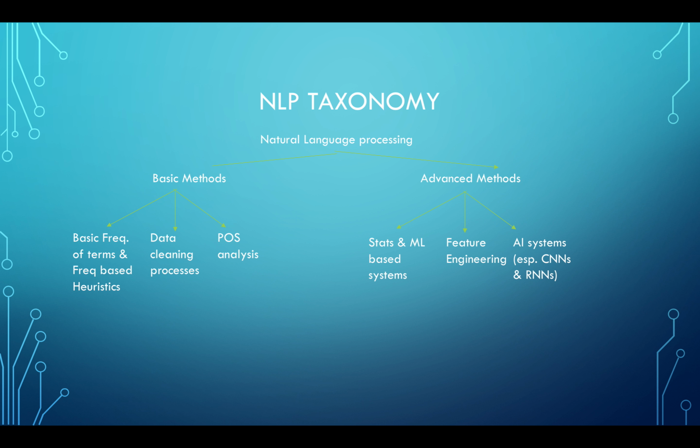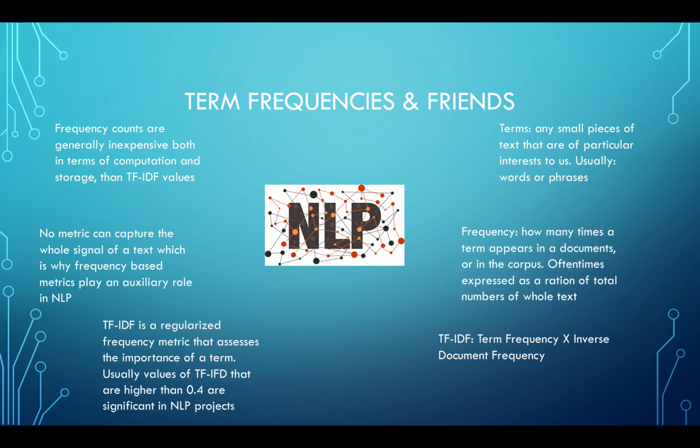One such example is word to vector. Perhaps the most advanced method of NLP is the AI system, particularly the specialized ones like CNNs and RNNs. I mentioned term frequencies earlier but didn't clarify what these are. For starters, terms are small pieces of text that are particularly inherent to us. Usually, these are words or phrases, but other things like numbers and abbreviations can also qualify as terms.